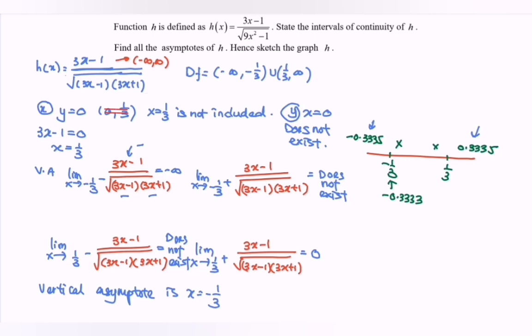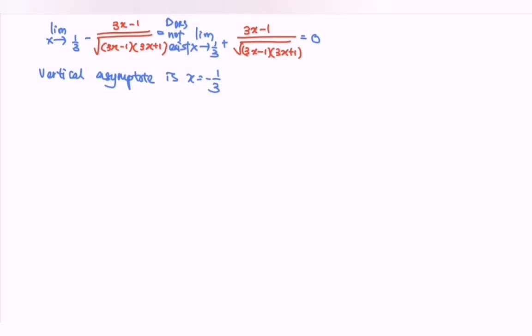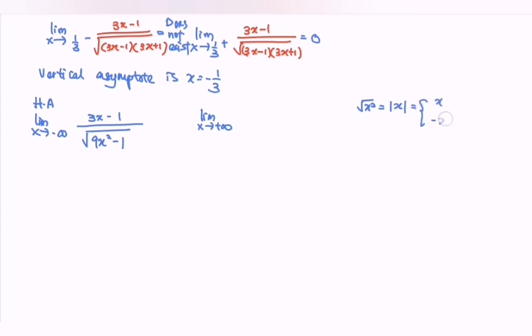Next is to find the horizontal asymptote. Horizontal asymptote: limit when x approaching negative infinity, and limit when x approaching positive infinity. So we have 3x minus 1 over the square root of 9x squared minus 1. By referring to the definition, the square root of x squared is the modulus of x, where we have the definition: x if x is greater than or equal to 0, and negative x if x is less than 0.